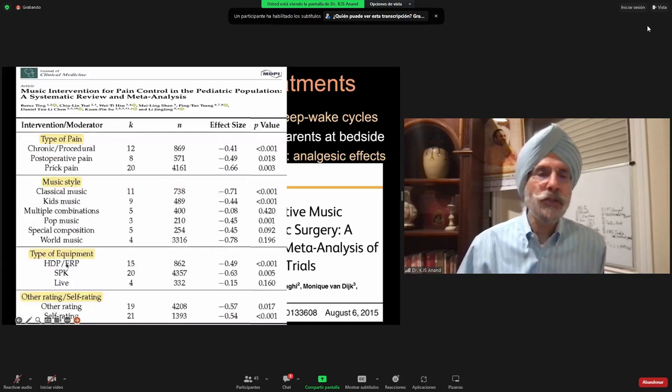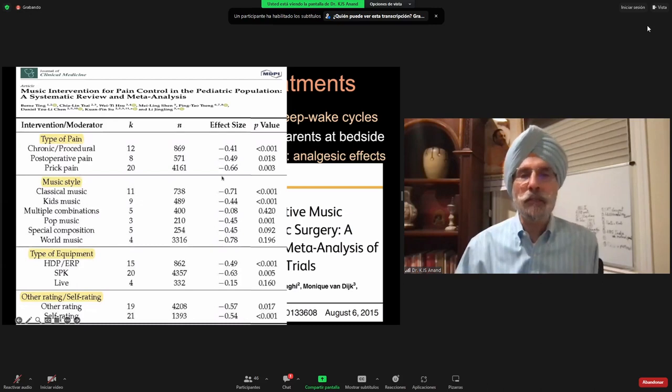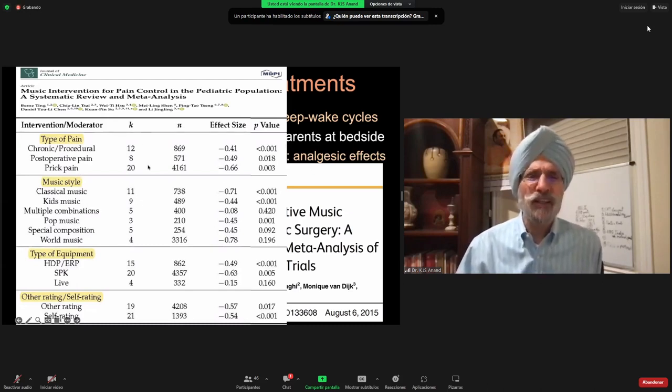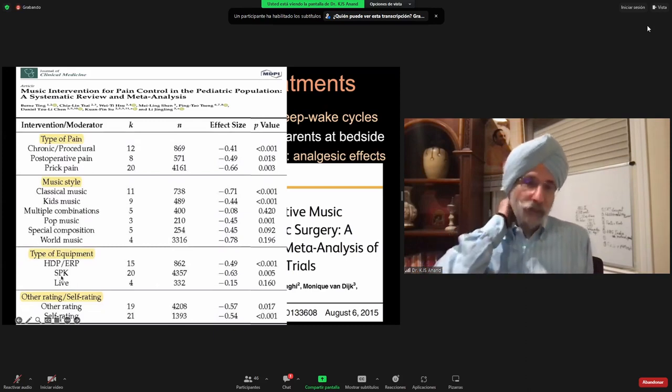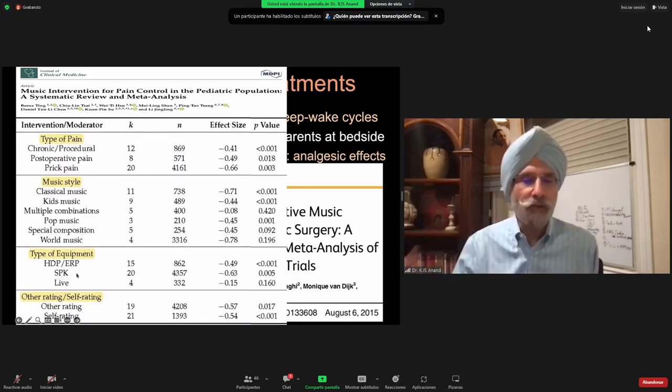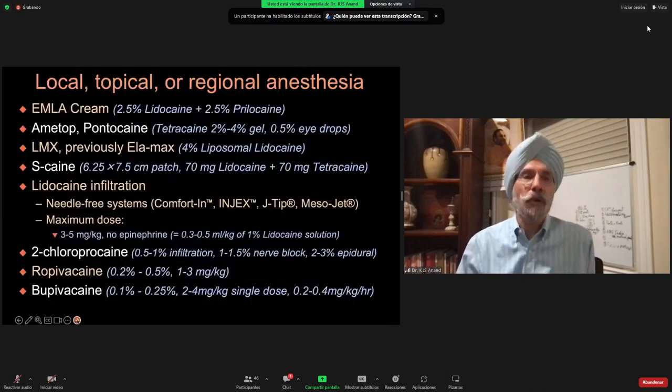And what they found was that it's effective for procedural pain, postoperative pain, and needle stick pain. These are the number of studies that were involved. Then what are the types of music? It seems classical music, kids music and pop music seem to be the most effective. And then, whether it's speaker or live makes no difference, but speaker or headphones will make some difference. And then, there are ways of rating that were important.